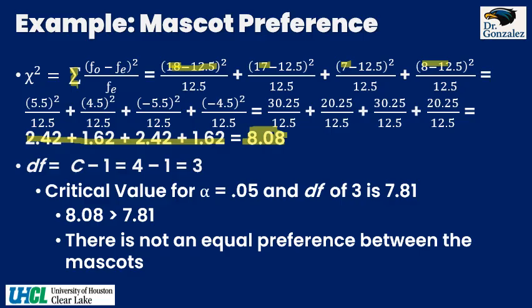And they're going to calculate their degrees of freedom by categories minus 1. There are 4 categories of mascots. So 4 minus 1 is 3. So the degrees of freedom is 3. And if they go back and look at that chart, your critical value for alpha equals 0.05 and degrees of freedom of 3 is 7.81. Our calculated statistic, 8.08, is greater than 7.81. So this is stating that there is not an equal preference between the mascots. In other words, there is at least one mascot that is preferred more than others.